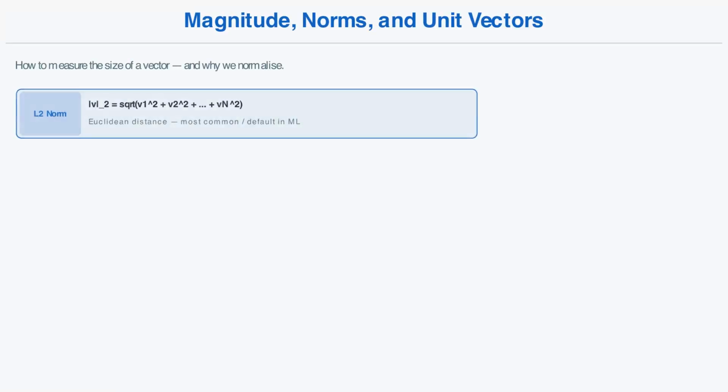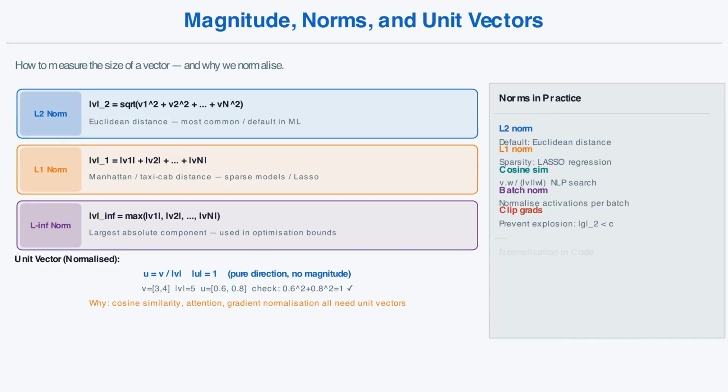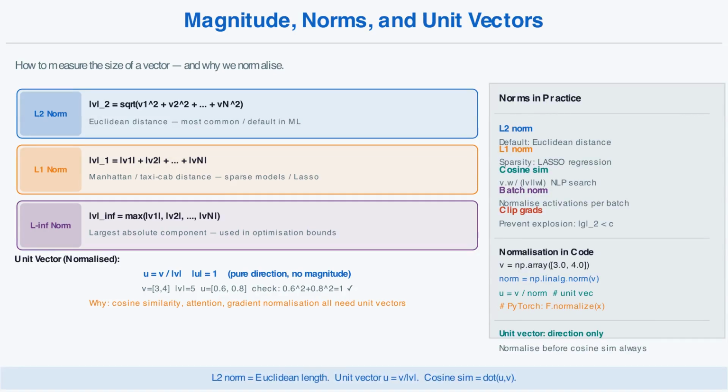How do we measure the size of a vector? There are several ways, and each one matters in machine learning. The most common is the L2 norm, also called the Euclidean norm. It is the square root of the sum of all squared components. For a two-dimensional vector, it is exactly the Pythagorean theorem. For an n-dimensional vector, it is the same formula extended.